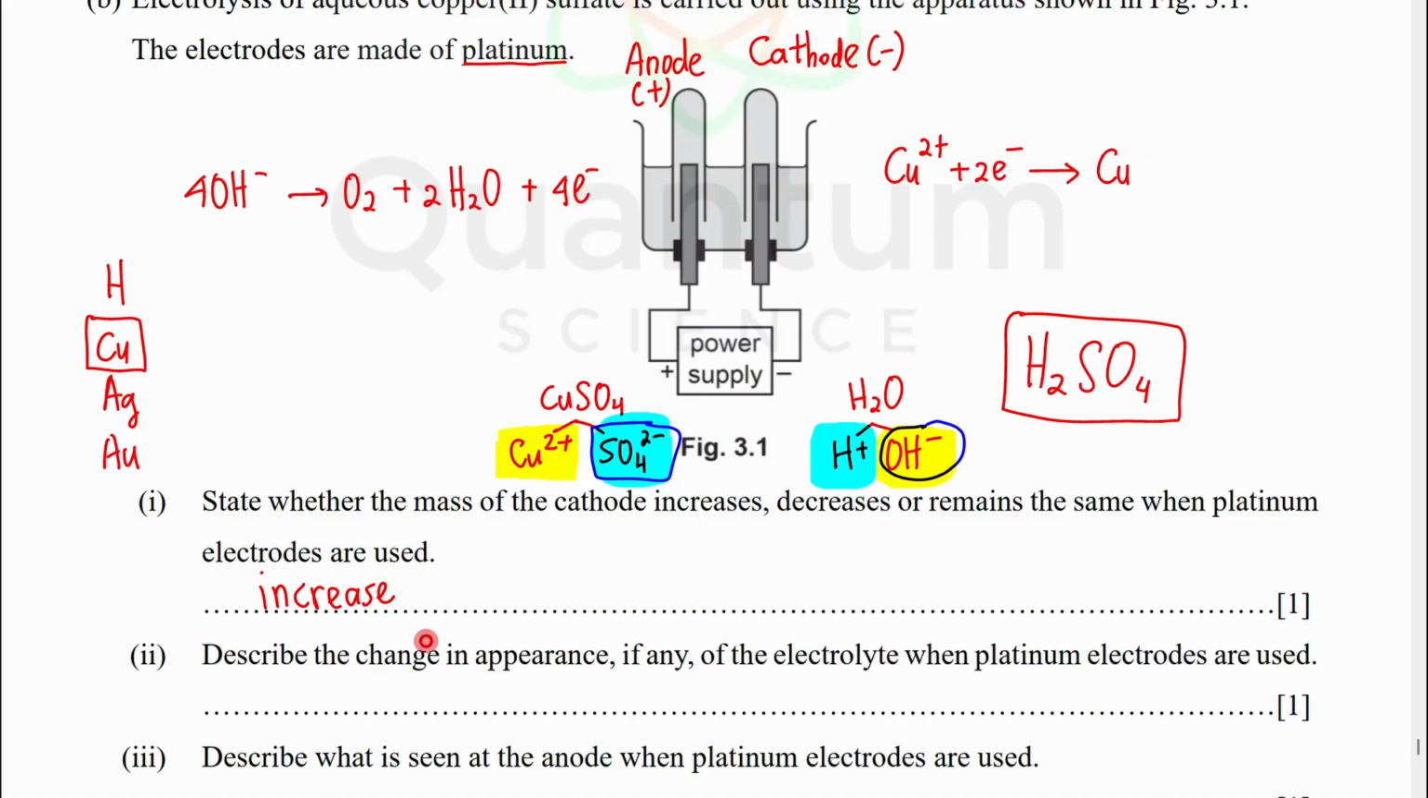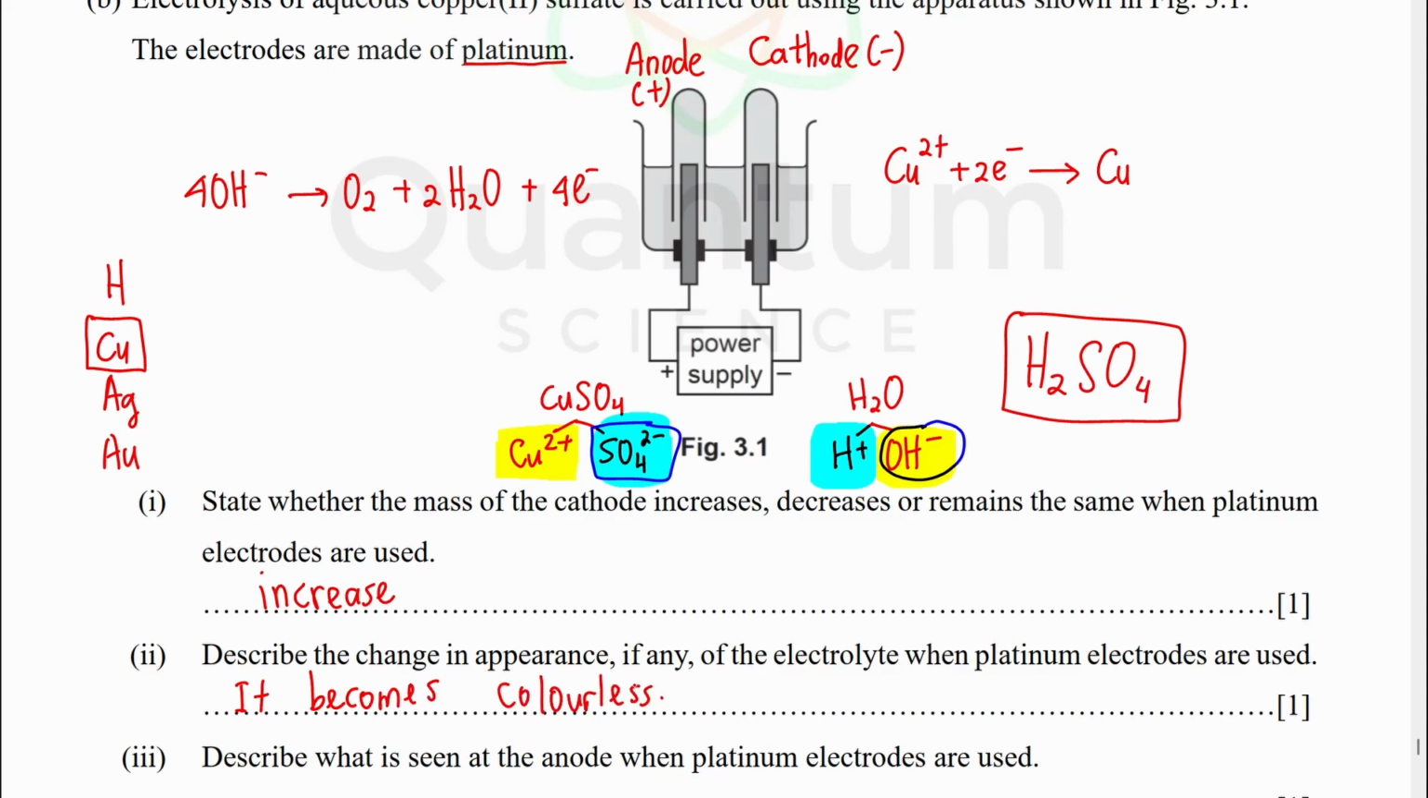But the question here says, what is the change in appearance? The original color of copper 2 sulfate solution is blue. At the end of the reaction, sulfuric acid is left in the solution, which is colorless. Remember, most acids are colorless. So the blue solution turns colorless. So you can write in here, it becomes colorless.